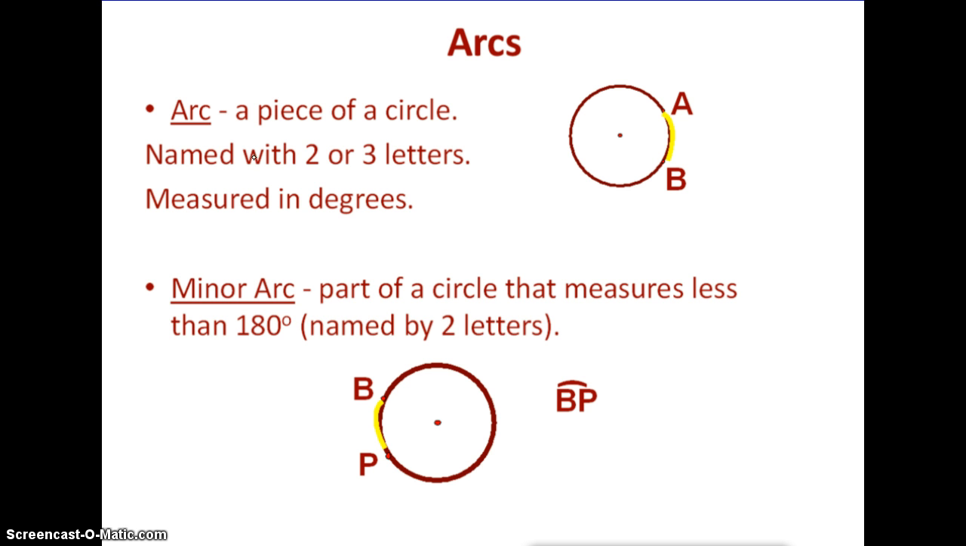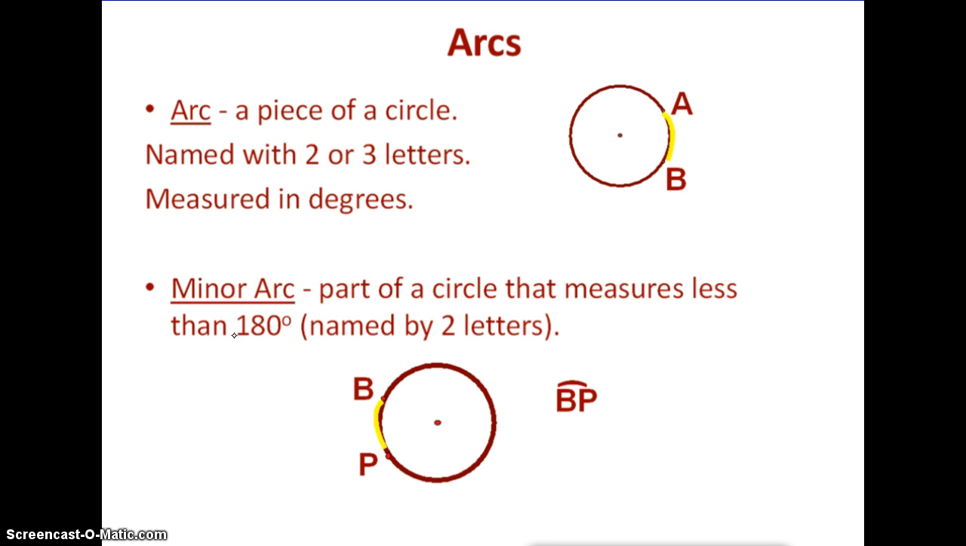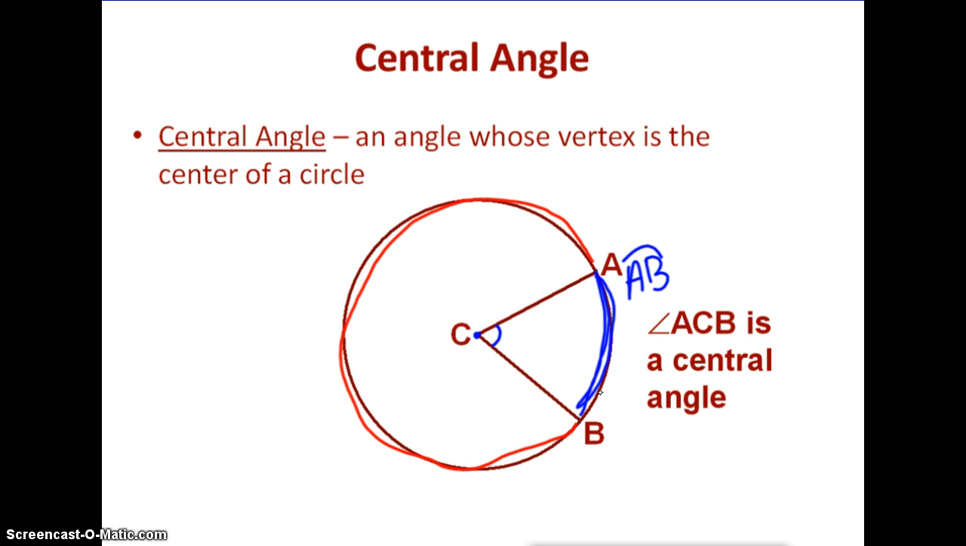Now, we name arcs with either 2 or 3 letters, and we measure them in degrees just like we do angles. Now, a minor arc is only going to have 2 letters. So if we look here, AB, this is arc AB. I'm going to use the blue pen. AB, that's the arc here. Because it has only 2 letters, it's a minor arc. Minor arcs are going to be less than 180 degrees. And that makes sense because arc AB here is less than half of the circle.